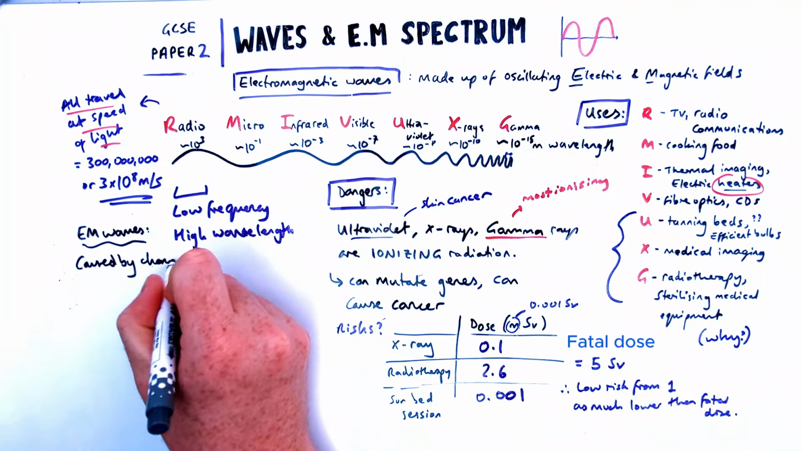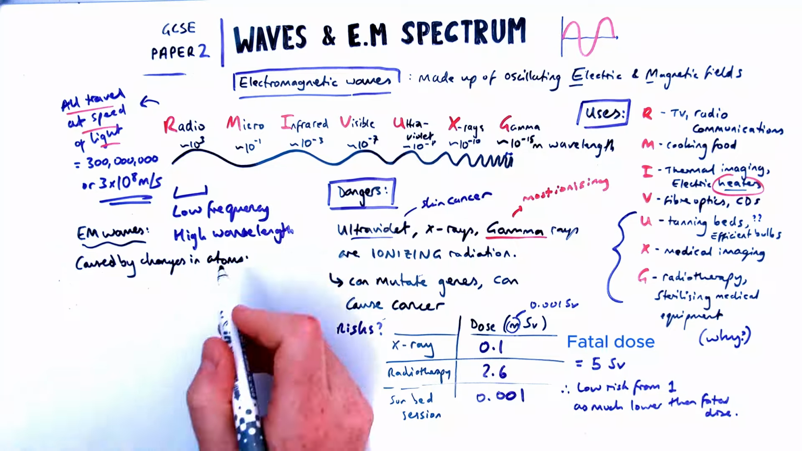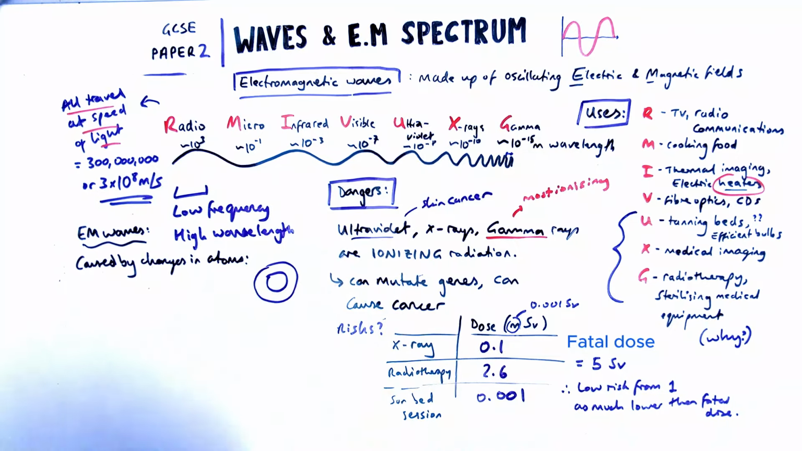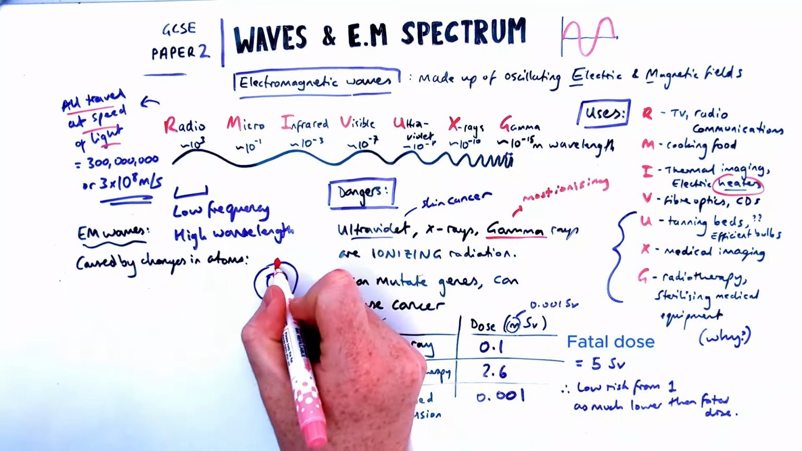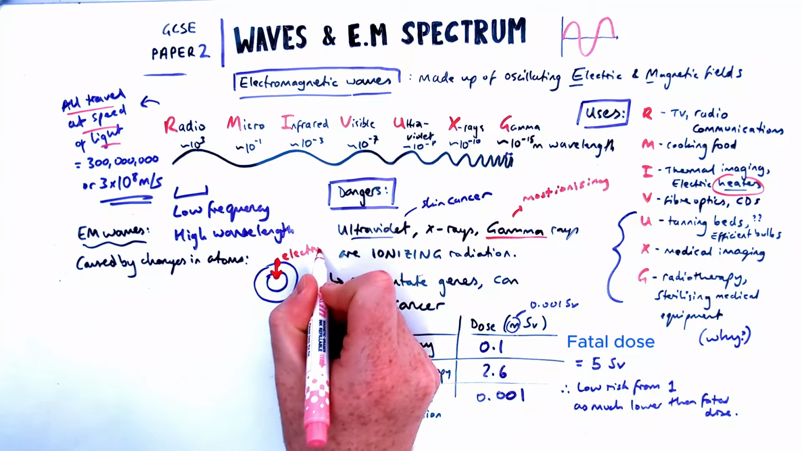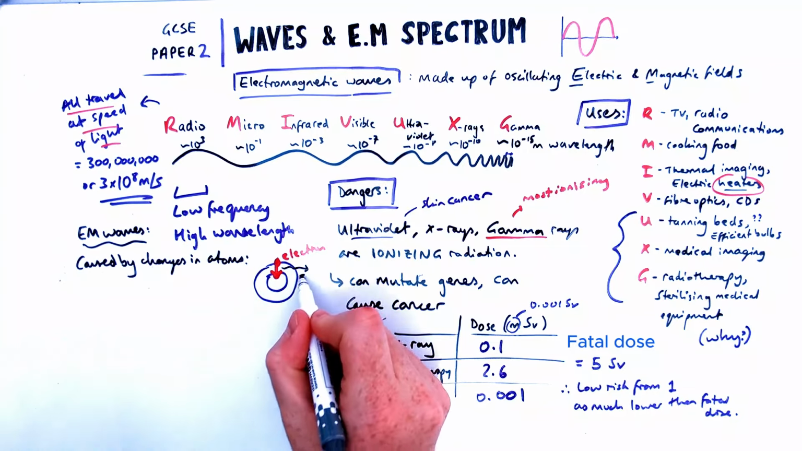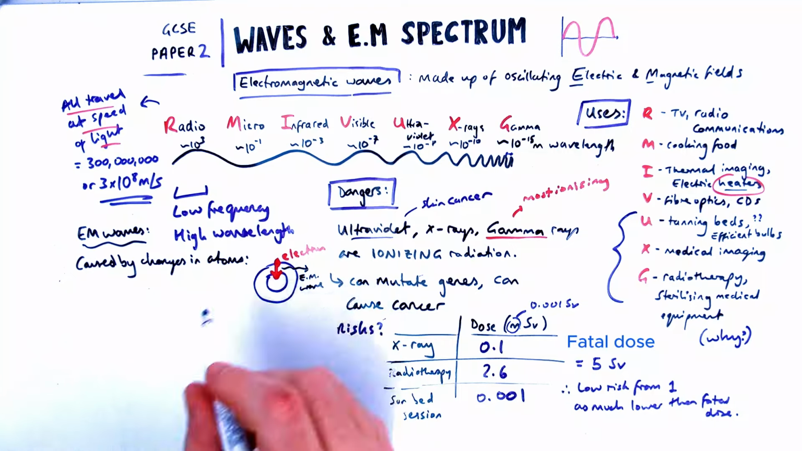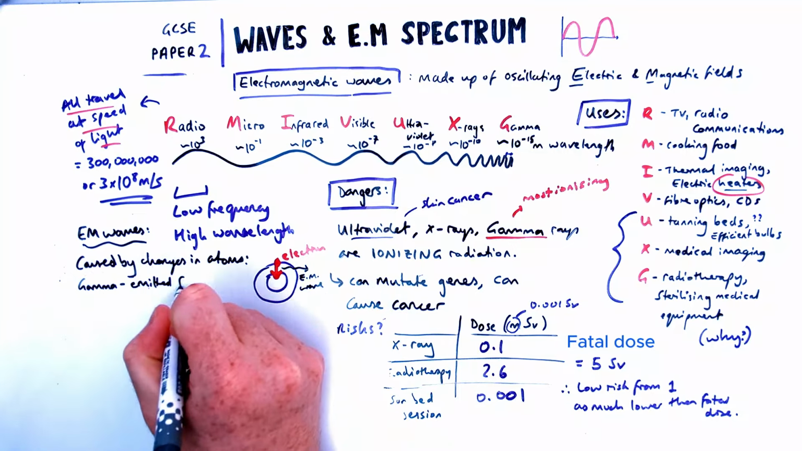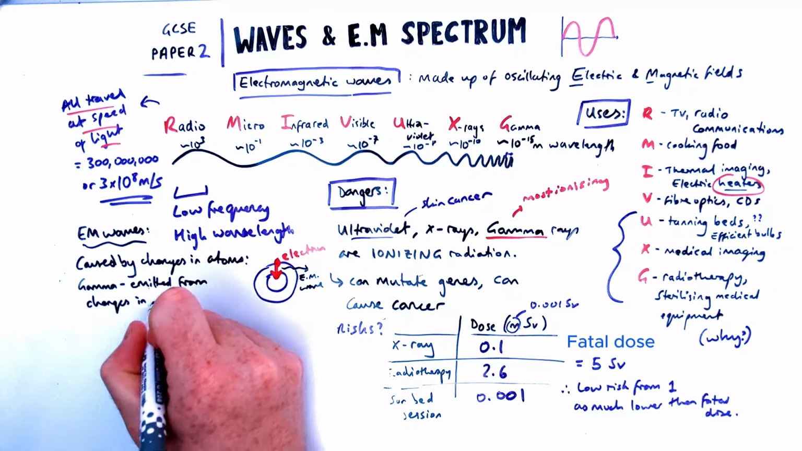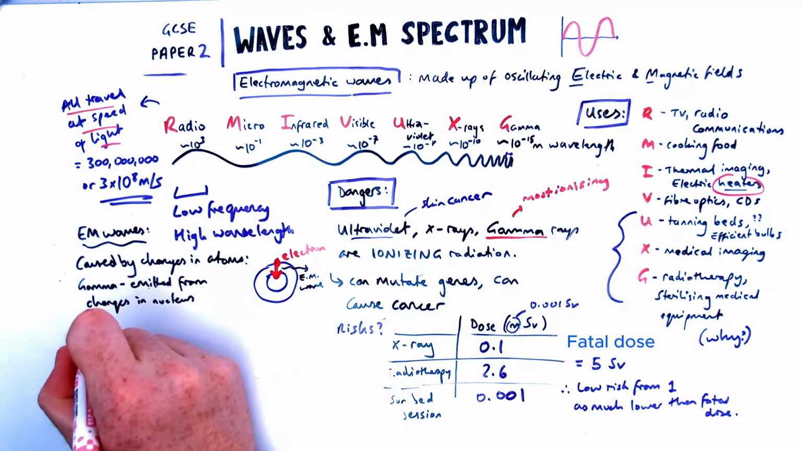Now, electromagnetic waves are all caused by changes in atoms. If you've watched my video about the Bohr model, you'll know that electrons exist in shells, but they can change between shells. When they drop from a higher energy shell to a lower energy shell, they emit electromagnetic radiation, or an EM wave. Gamma rays are emitted from changes in the nucleus, not in the shells of electrons.